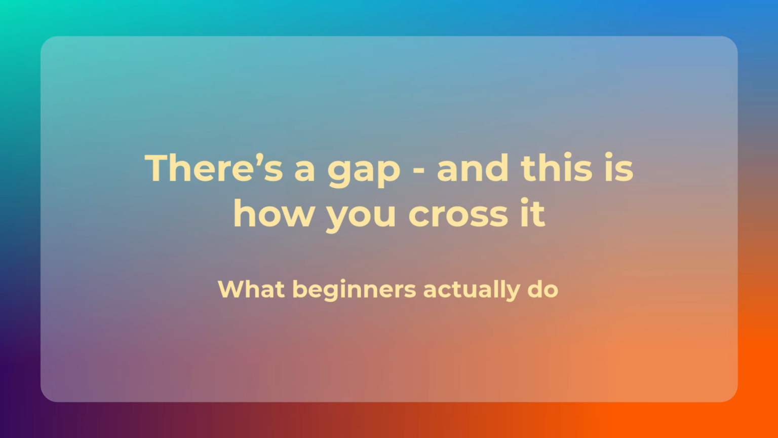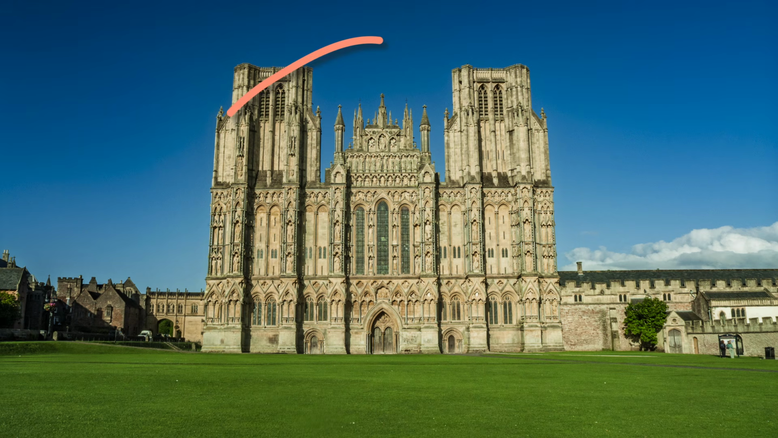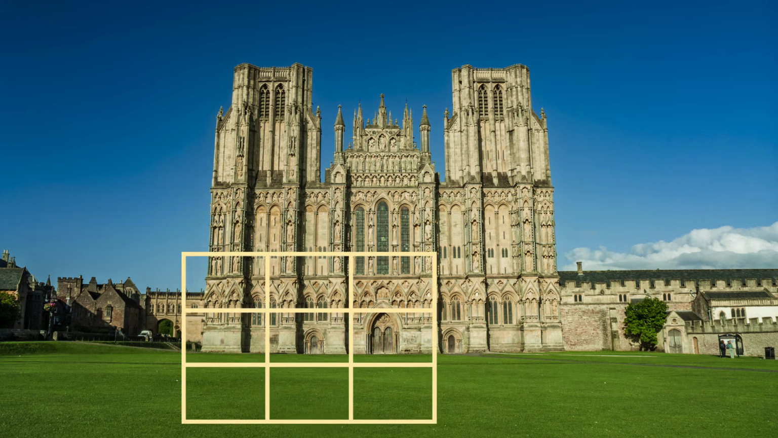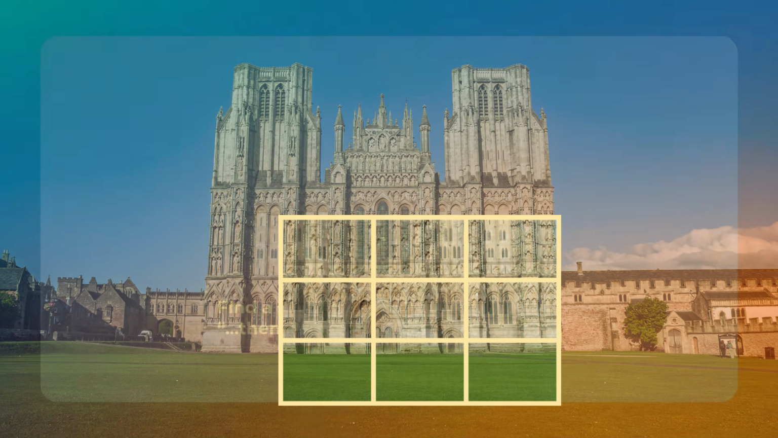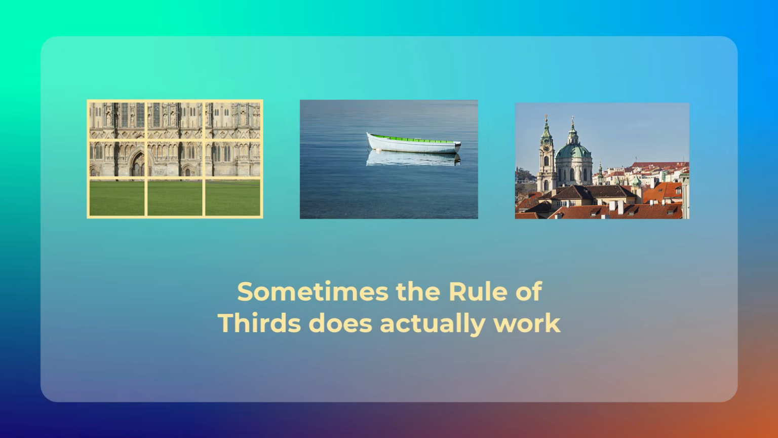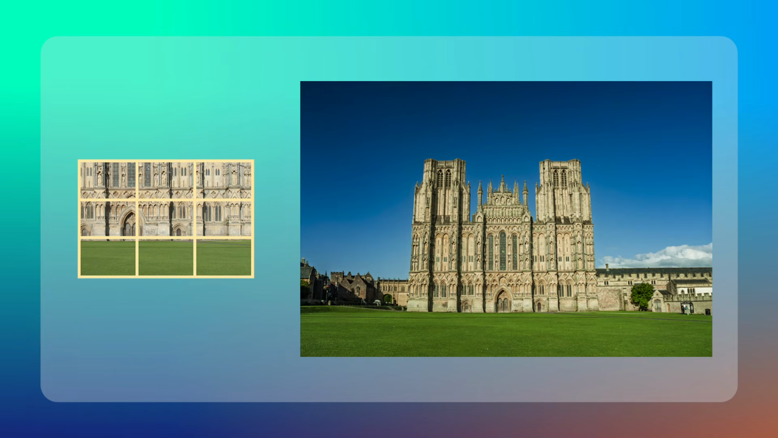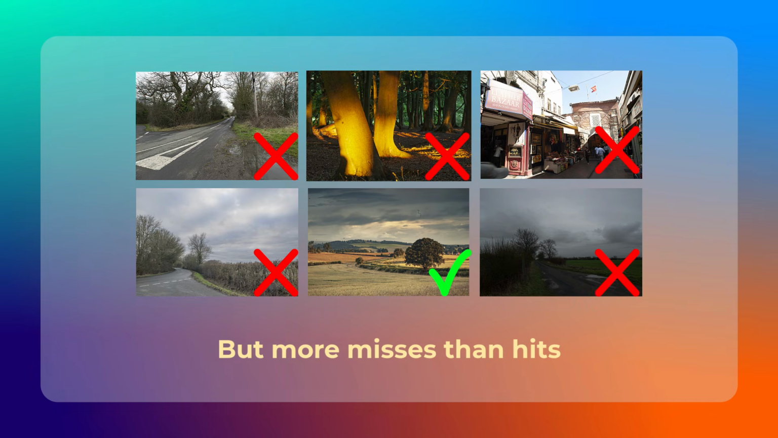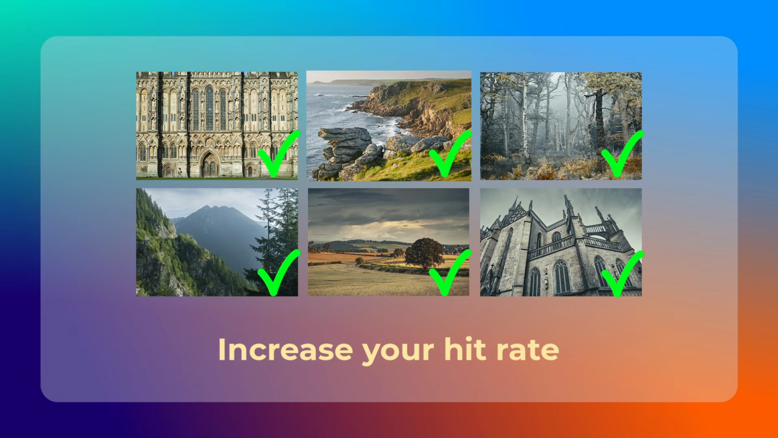So what does this actually look like? Well, I see this all the time. A beginner walks into a scene, finds a subject, and then tries to place a grid onto it. They'll move the subject onto a third, or line the horizon up a third up or a third down, and then try to make everything fit where it's supposed to go according to the grid. And then sometimes it does actually work, but the photo isn't being built around the scene, it's being built around a template. And that's going to create many more misses than hits. And what I want to do in this video is to increase your hit rate.